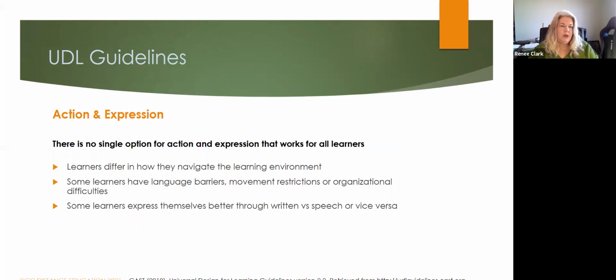The action and expression. There's no single option for this. It's going to work for everybody, but learners are going to be different in how they navigate the learning environment. And I'm going to share a little story here for you. My husband's brother was blown up in an explosion. He was a maintenance man, and he was going in to take care of an issue that they had found in a munitions plant up in Middle Tennessee. And he was blown up during this, and he lost an eye. He lost a good part of one of his legs, and all of his hand, except just this little part here with just the nub of the finger.